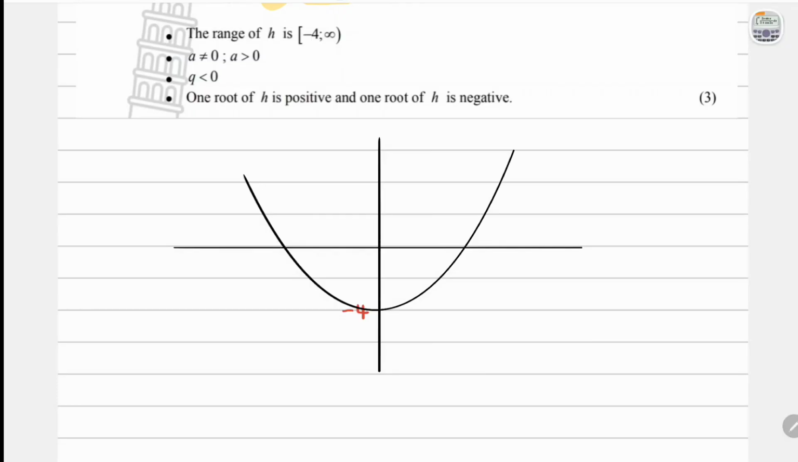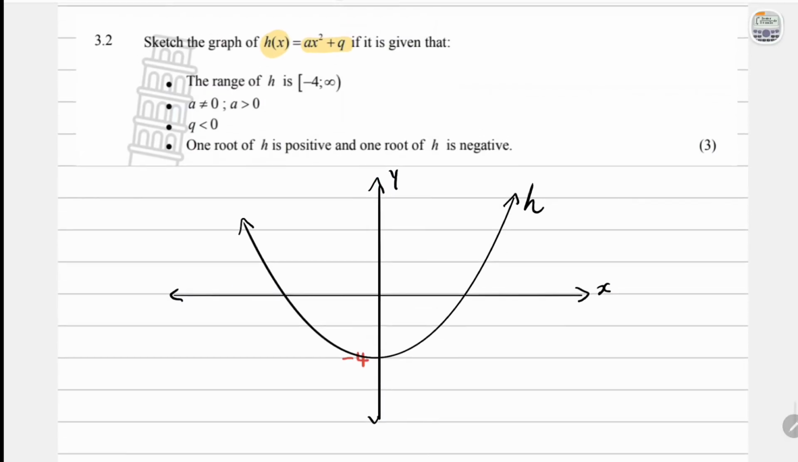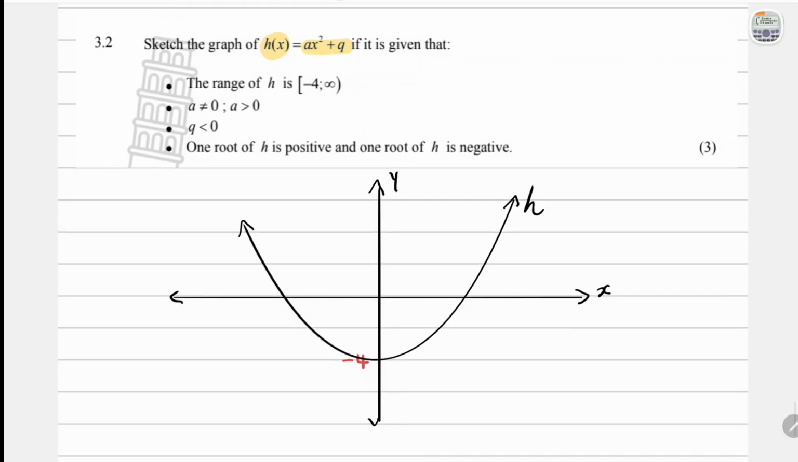This is our graph and you can label this h. We don't need any numbers really, just that -4. This is our x and our y axis, and that is it for that question. Moving on to the next question.